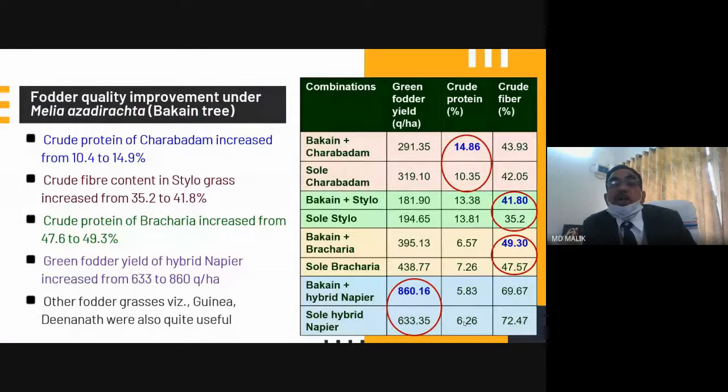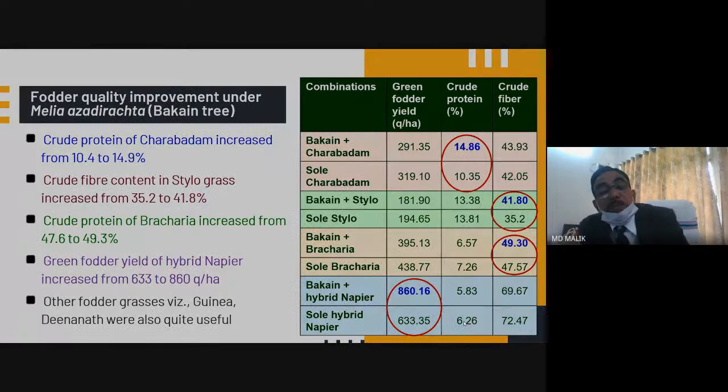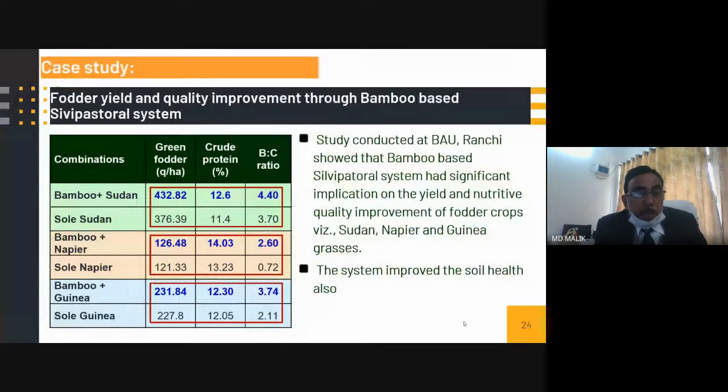See that when only chara badam is there, it is 10.35%. But when we intercrop bakain with chara, there is an increase in hybrid napier also, and in brachiaria also. So the green fodder yield of hybrid napier is nearly 633 to 860 quintal per hectare. Other fodder grasses are also quite useful, like dinanath grass, vinny grass. These are other case studies.